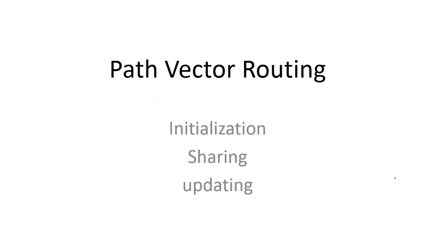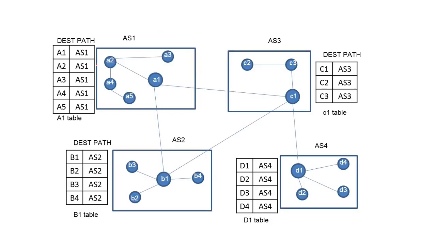And now that is path vector routing. Same thing, it works with initialization, sharing and updating. Suppose here network numbers 1, 2, 3 and 4 networks are there. Now consider A1 wants to know about B1. So first, in place of A1, consider A3. A3 wants to go up to B3.